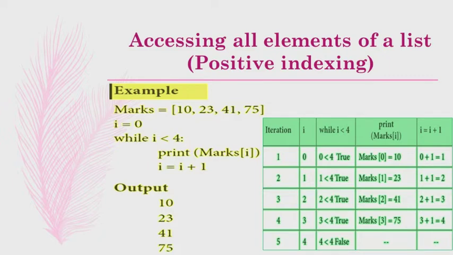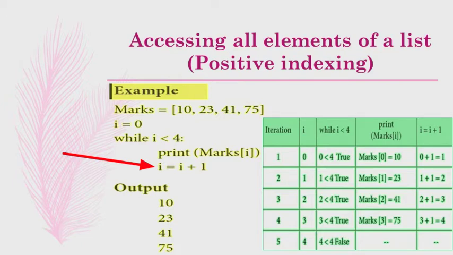First, one list is given, that is mark is equal to 10, 23, 41, 75. And the next initial value is given, that is I is equal to 0. I is a variable, 0 is the initial value of I. Okay, and the next while loop is given, while I is less than 4. This is the condition. And if that condition is true, then print marks of I. Okay, and next update the value of I.